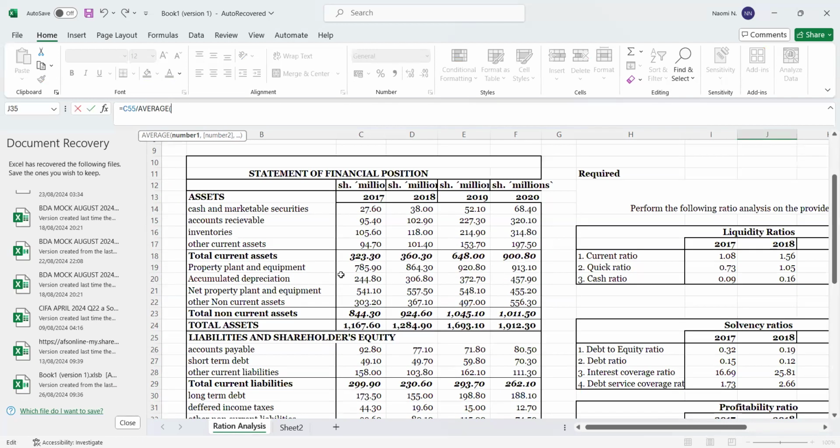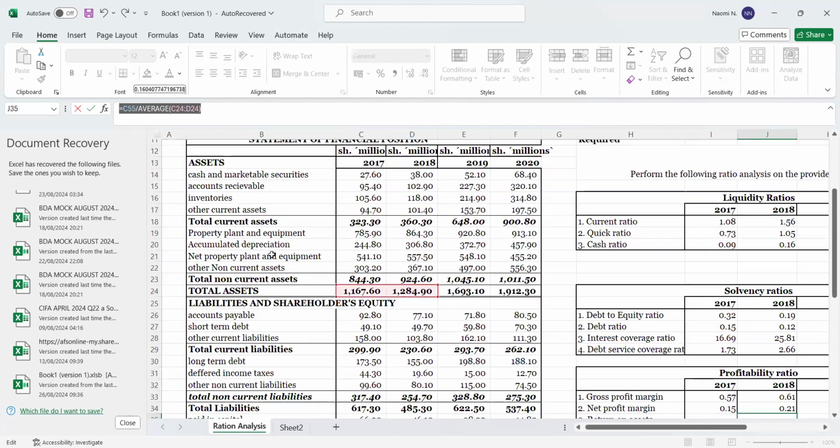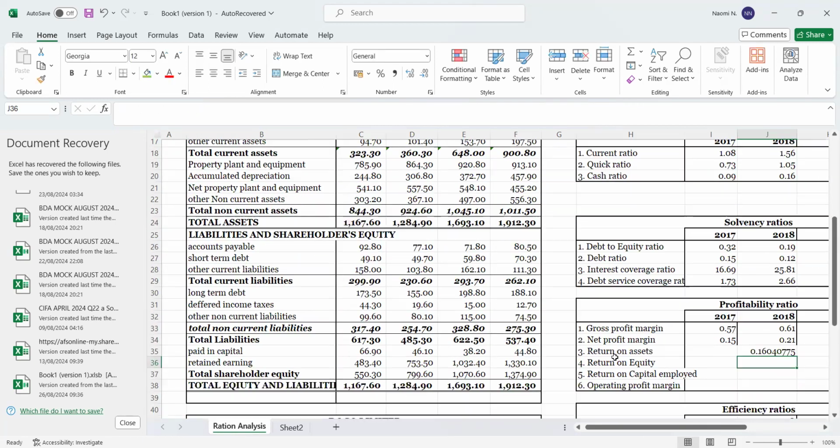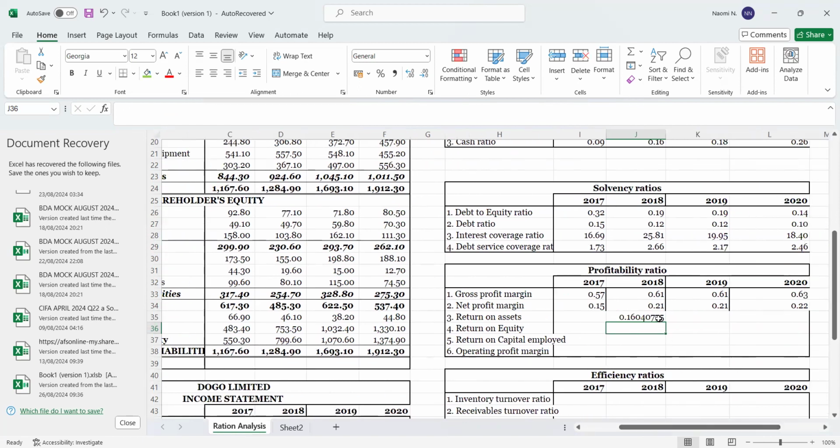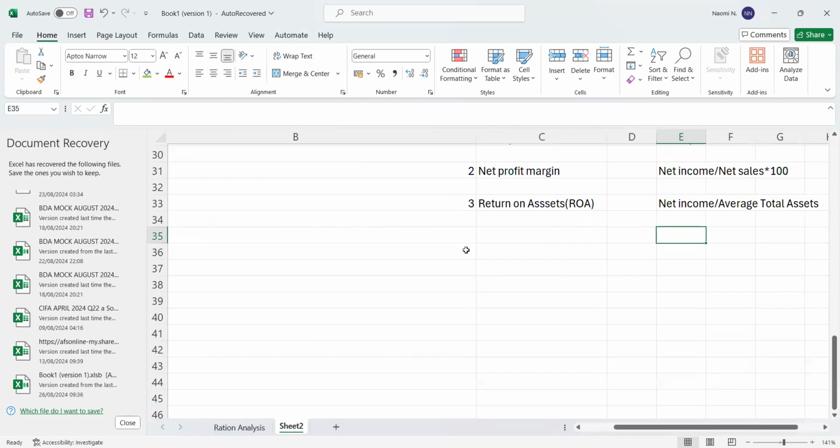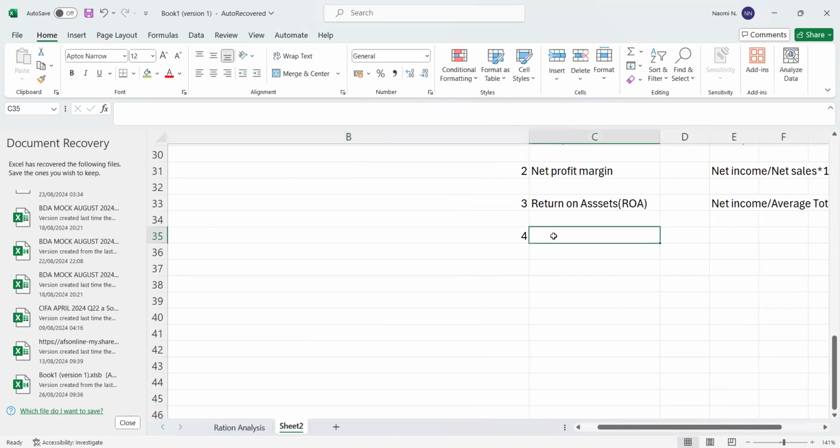And that is why I said when you are calculating anything to do with average, you start with the following year, and we'll start with 2018. So it is this one. Here's my formula, guys. So it is net income divided by the total assets. This is what you get. Then here we will come and calculate the return on equity.